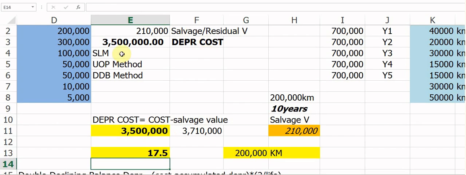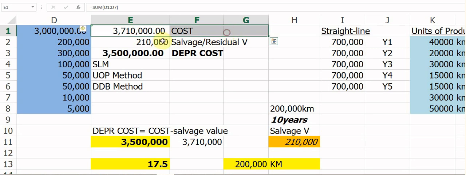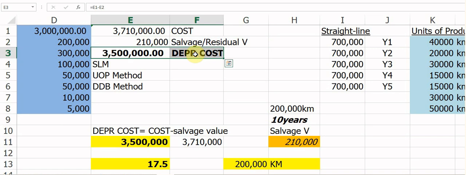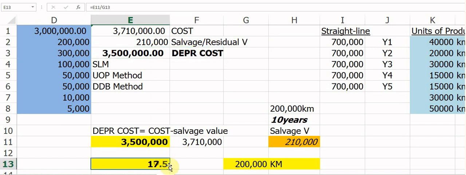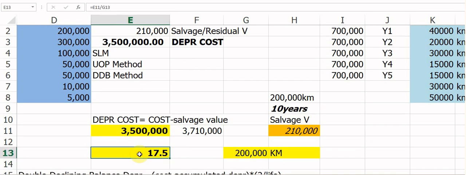So I'm taking the total cost minus the residual salvage value, which gives me the depreciable cost, and then dividing that by how many units I can get out of the asset. I'm assuming we'll drive this thing for 200,000 kilometers, and then it's too old and used up and we want to get rid of it. So I'm just dividing those two numbers. And the 17.5 means that every kilometer I drive my car, it loses 17.5 baht in value.